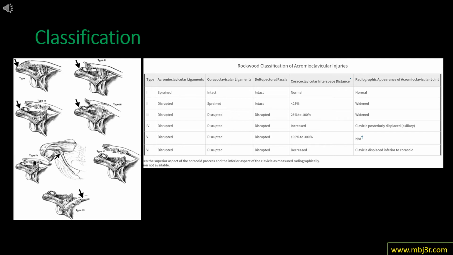Type 3: AC ligaments disrupted, coracoclavicular ligaments disrupted, deltopectoral fascia disrupted, coracoclavicular interspace distance increased by 25 to 100%, and in X-ray you can see widening. Type 4: both ligaments and fascia damaged, the distance increased, and X-ray will show the clavicle posteriorly displaced. Type 5: both ligaments and the fascia disrupted, and the coracoclavicular interspace is increased 100 to 300%. In type 6, both ligaments are disrupted, the fascia is also damaged, the coracoclavicular interspace distance is decreased, and the clavicle is displaced inferior to the coracoid.